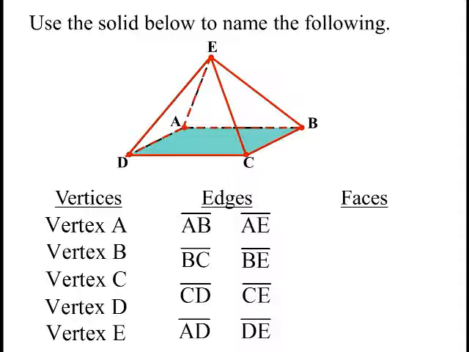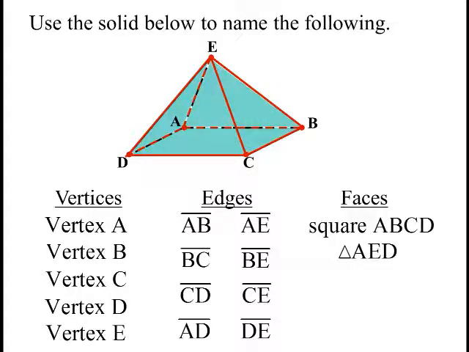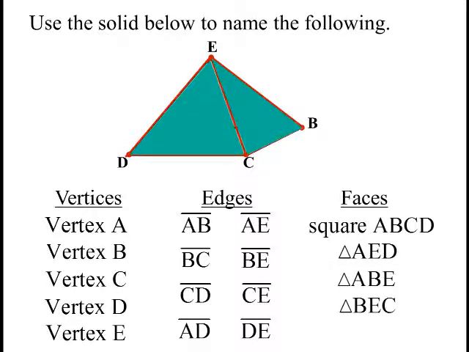Now the faces are the sides of the figure. So this bottom face is a square, that's square ABCD. And the one on the left here, that would be a triangle, triangle ADE. There's a triangle in the back, triangle ABE, and a triangle on the right side, triangle BCE, and then there's one in the front. So as far as faces go, there were 5 faces, a square and 4 triangles.